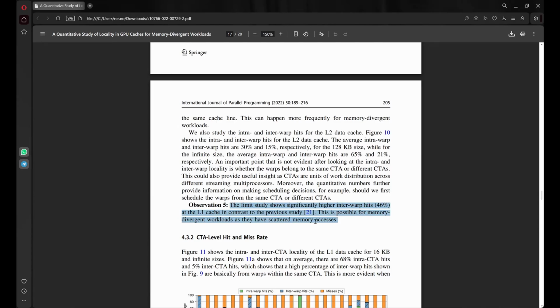But the main takeaway from this section of the study is that there's higher inter-warp hits at the L1 cache in contrast to previous literature, and that this is pretty characteristic of memory divergent workloads, because the entire study is trying to find out how GPUs can optimize for locality in memory divergent workloads.